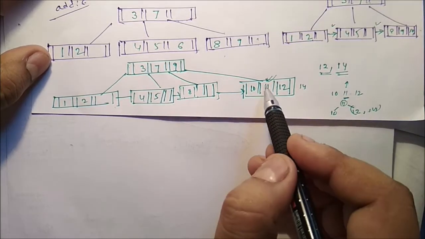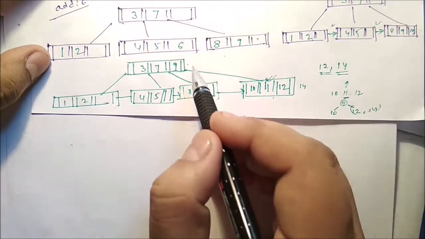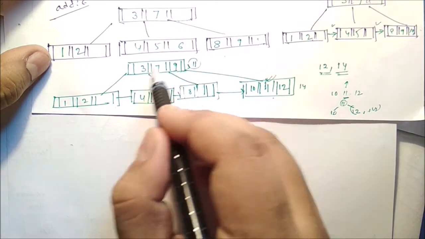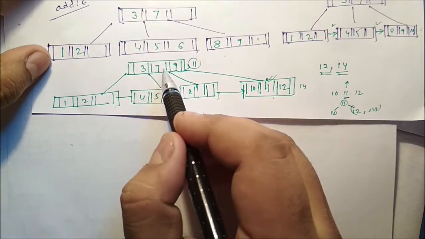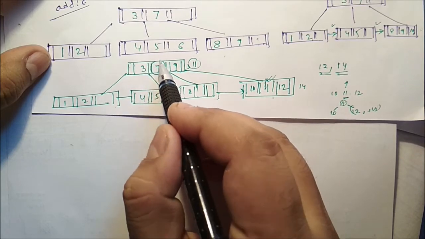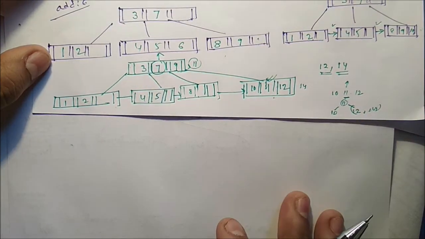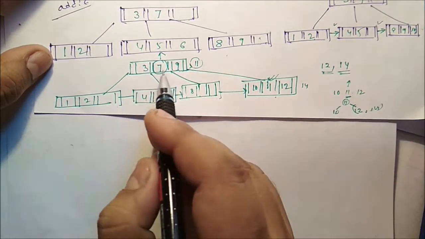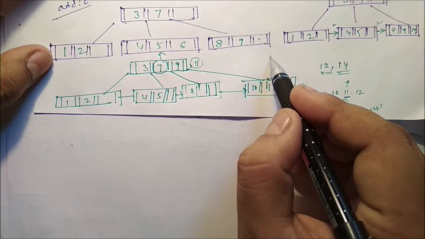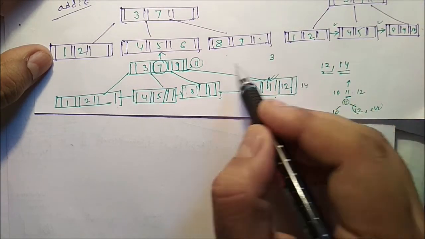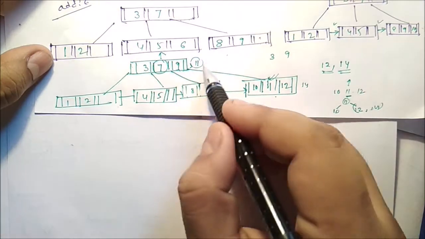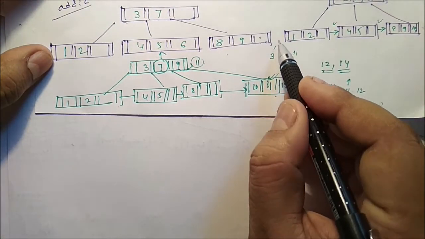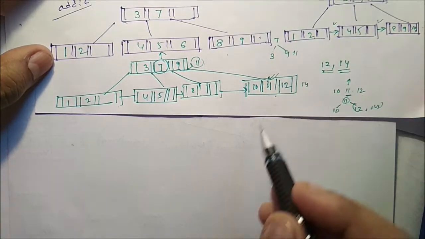Okay, now if you move 11 upward, this particular node is also full. So we have to identify the median value and move it upward. So that means 3, 7, 9. So 3 will be the left child, the right side will be 9 and 11, and the parent will be 7.